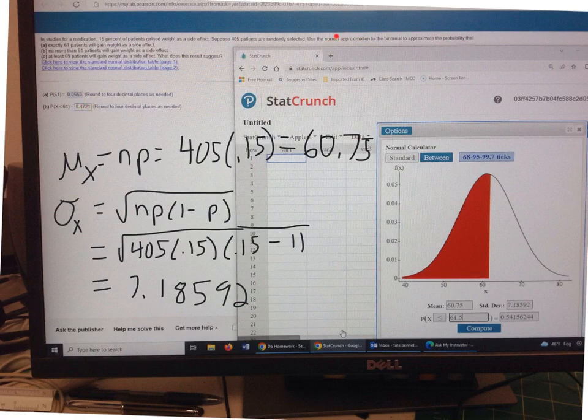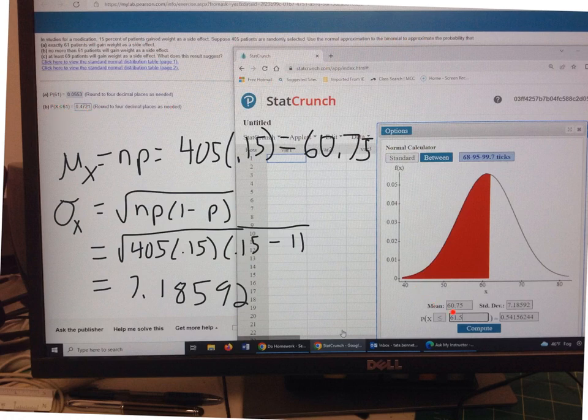Once you use the normal approximation, you can do it by hand with the calculator, or you can do it with StatCrunch. You go into StatCrunch, click on Stat, and then Calculators, and you choose the normal calculator. Now on these, since you're approximating this, you got to use the correction factor. That's the only tricky part.